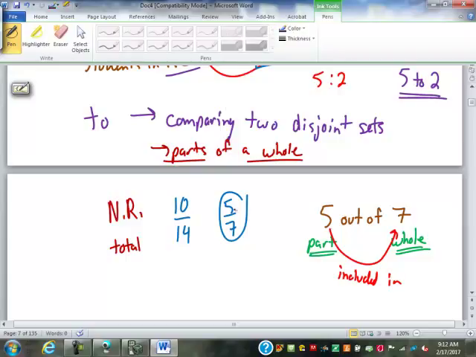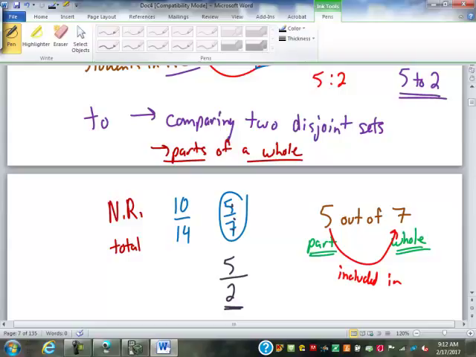So from this, I can always make a new ratio. If I know that New Richmond is 5 out of the 7 students, I know then the ratio would be 5 to 2, because if there's 7 total, 5 are in New Richmond, 7 minus 5 gives us 2 that are left over elsewhere. In this case, in Rice Lake.